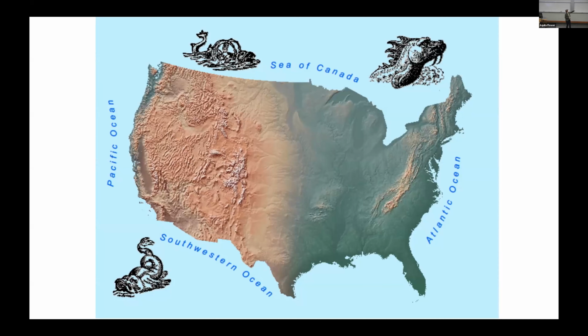So you've got the Pacific Ocean, the Atlantic Ocean, and then often on these maps, you'll see, well, I guess the Southwestern Ocean down there where you might think Mexico would be, and maybe the big Sea of Canada to the north. We often make these maps of the continental US and leave out the geographic context of our neighbors. That can lead to actual misunderstandings if people are not aware of what is around a location.